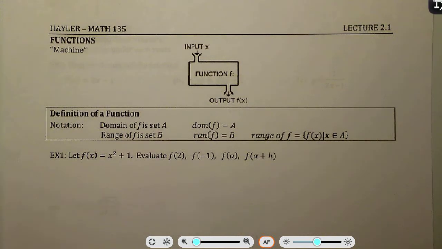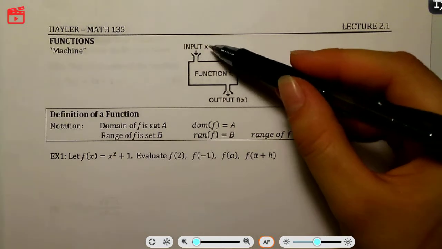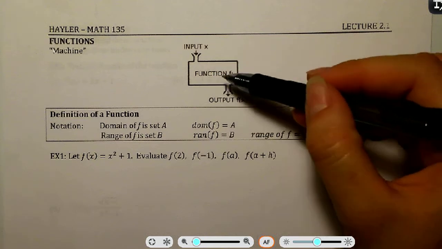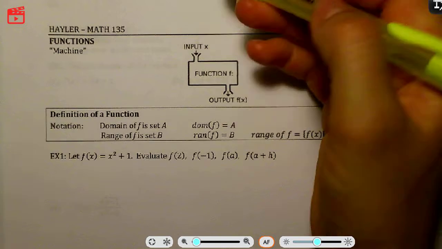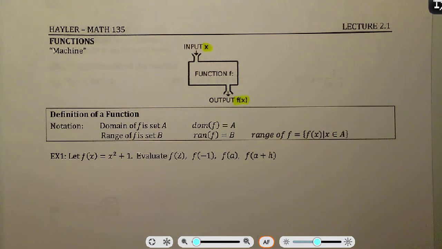Let's take a look at lecture 2.1. All right, so we're looking at functions. Okay, so functions, we think of it as sort of like a machine. You input some item, normally we'd say x, your function will do something to it, and then you have an output, which we call f of x. So our input we call x, and our output we often call f of x.